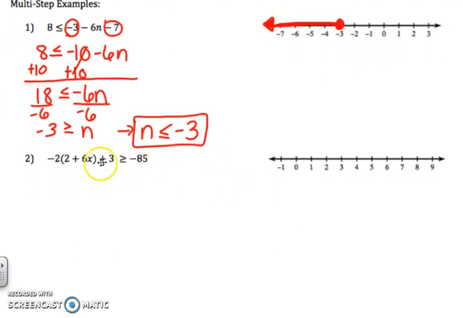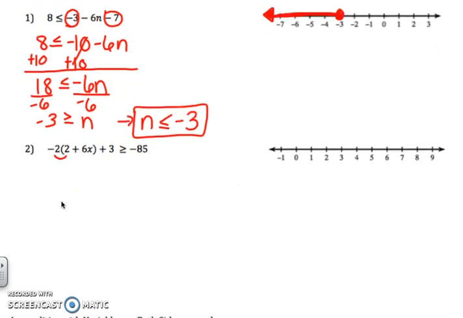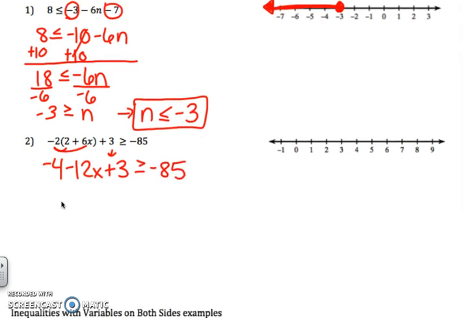Alright, on number 2, I see some parentheses, which means I'm going to distribute. So I would get -4. And then -2 times 6 would be -12x. I'm going to bring down plus 3, greater than or equal to -85. Next thing, can I combine anything on this left side? Yes, I can combine a -4 and then a +3. So -4 plus 3 would be -1, and then I'm going to bring down everything else.